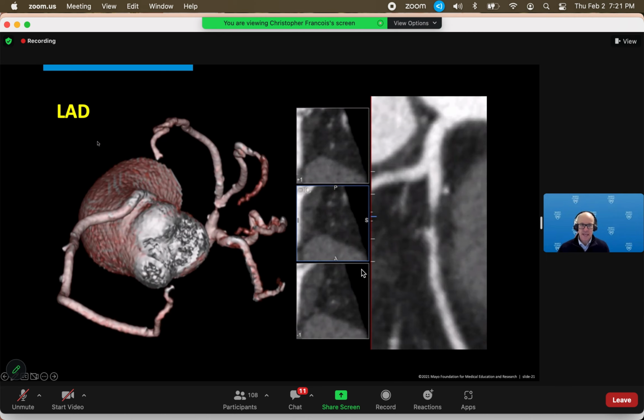The branches off of the LAD are diagonals. So LAD has a D in it, and so the branches also have a D, diagonal. The RCA has the acute marginals, and then the LCX, because it has an X in it that has obtuse angles, has the obtuse marginals. So LCX or circumflex has obtuse marginal branches, LAD has diagonals, and then the RCA has acute marginals.